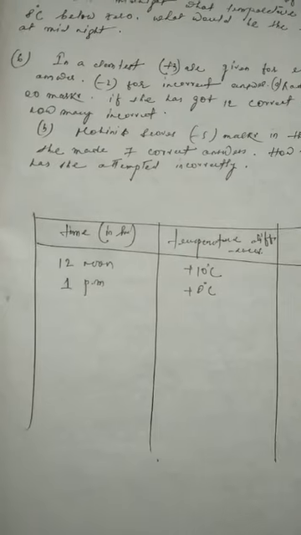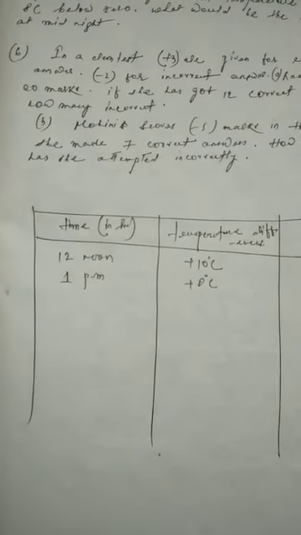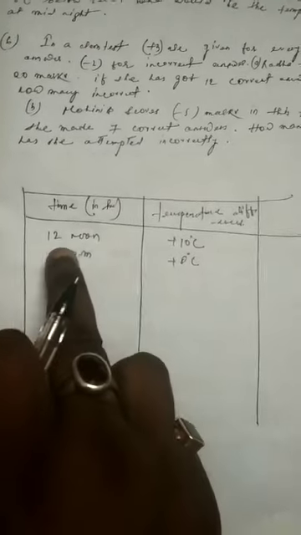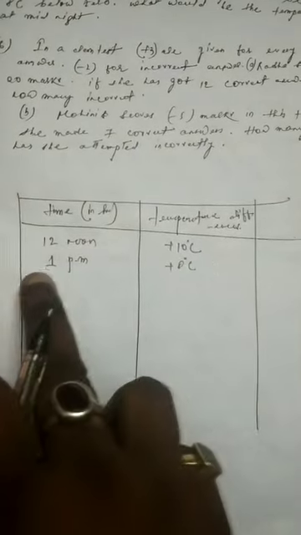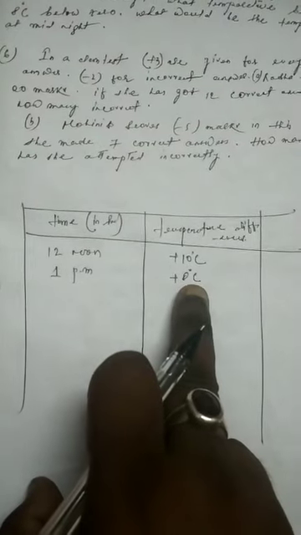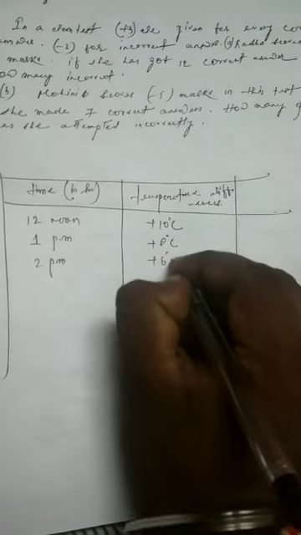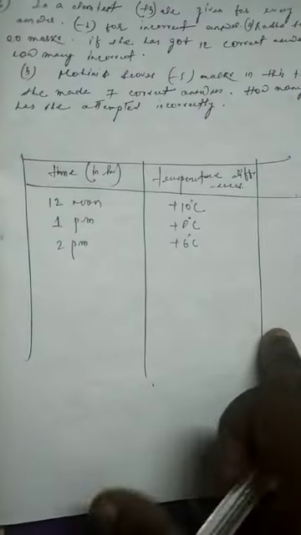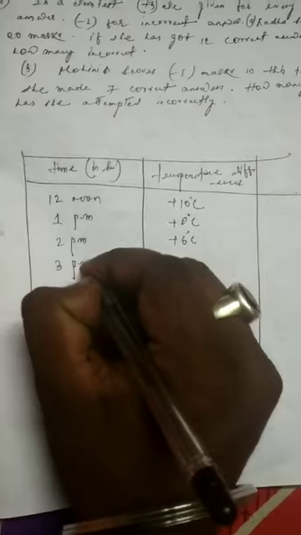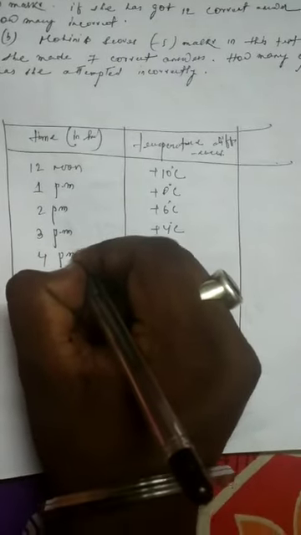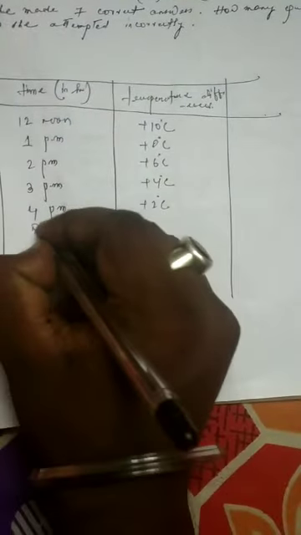So naturally, when time increases, the temperature starts decreasing by 2 degrees Celsius. So 12 noon, plus 10 degrees Celsius. 1 p.m., after 1 hour, plus 8 degrees Celsius. 2 p.m., plus 6 degrees Celsius. 3 p.m., plus 4 degrees Celsius. 4 p.m., plus 2 degrees Celsius. 5 p.m.